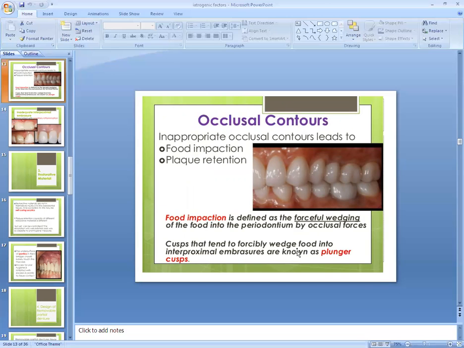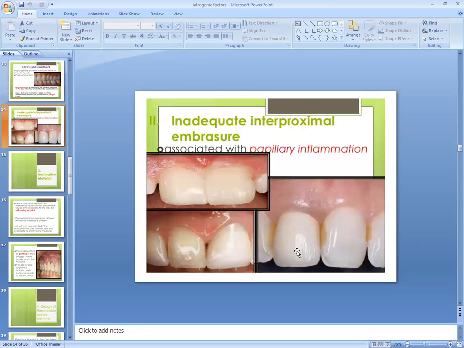What is food impaction? Food impaction is the forceful wedging of food into the periodontium by occlusal forces, and the cusps which cause the forceful wedging of food into the interproximal areas are called plunger cusps. So whenever there are improper occlusal contacts, there is food accumulation and plaque retention, which results in further periodontal diseases.